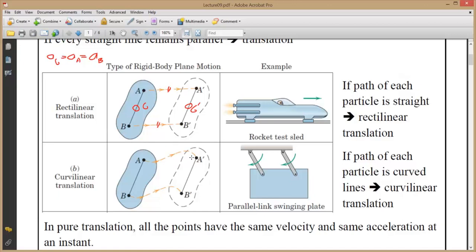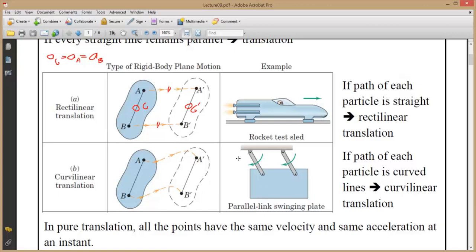It could be a curved path, but if there's a curved path of any point from one location to the next location, any other points' path would be the same path. It cannot be different for curvilinear translation, if you're going to call it curvilinear translation. If it is different, then it's not curvilinear translation. In curvilinear translation, the path of any point would be the same.